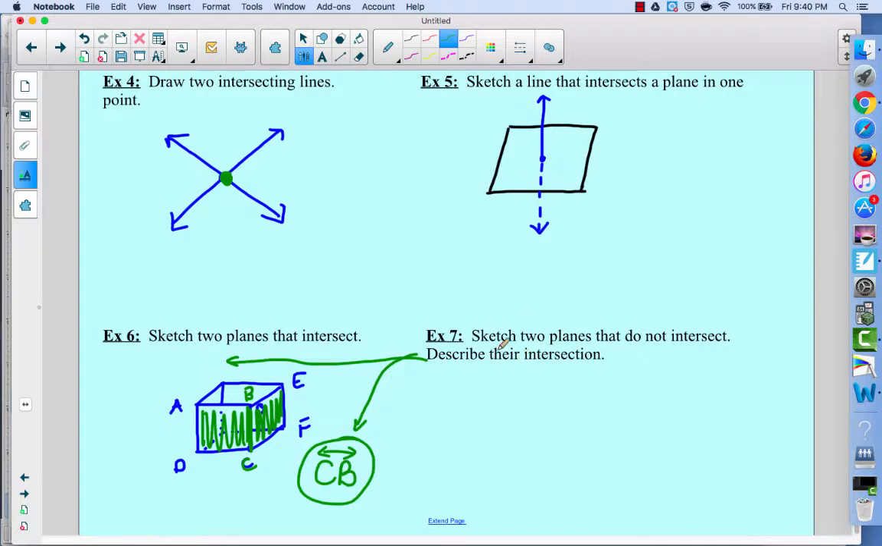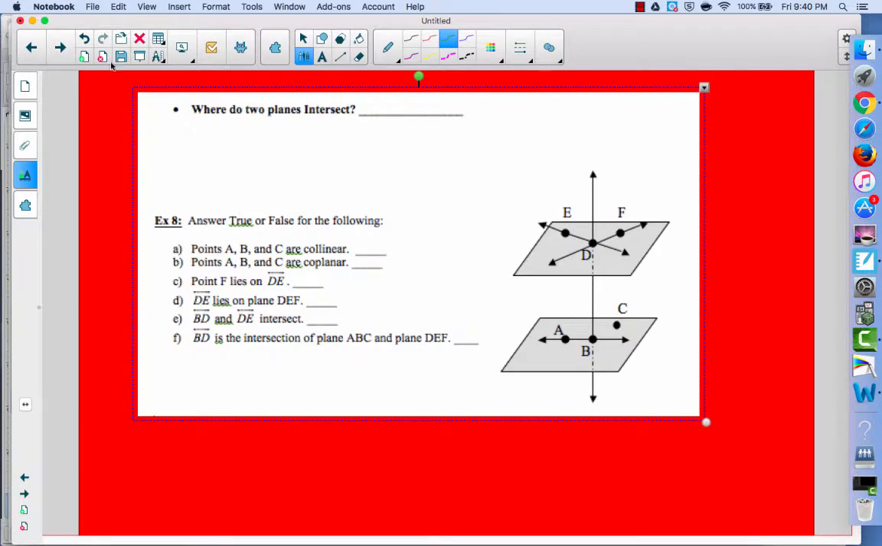Okay. Sketching two planes that don't intersect, we can go back to that parallelogram if we want. I draw something like that, and then I do the back of the box like that. And so that's showing that they don't intersect. Okay, a couple more things. I just want to recap: where do two planes intersect? In a line. We must use the symbol.